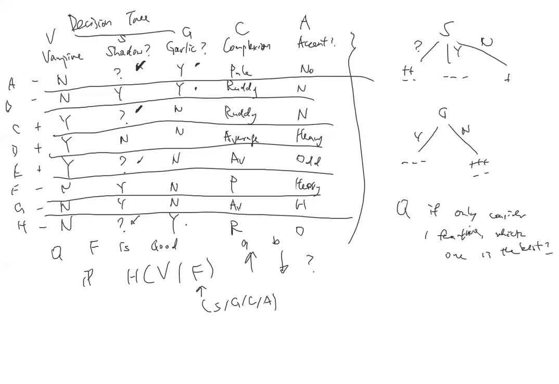The question is, I argue that one way to select the feature is simply looking at the conditional entropy. Let's say F is the feature, which in this case can be shadow, garlic, compression, and so on. For the feature to be good, do I want H of V given F to be big or small? Choice A is big, choice B is small.